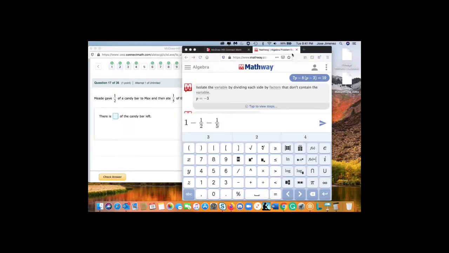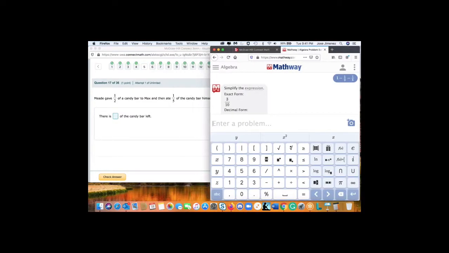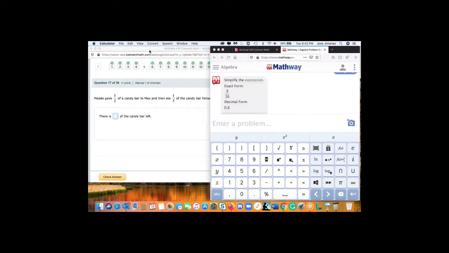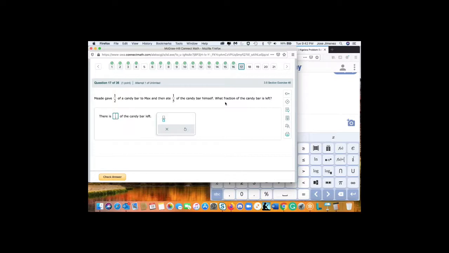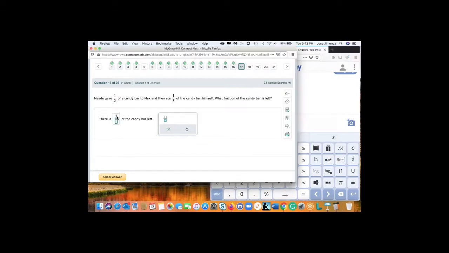So that gives me 3/10. Remember, what is nice about Mathway is they will give you the answer as a fraction and as a decimal. You see, we have the decimal already on the calculator. Well, it's 0.3, but we don't look for the decimal form. We're looking for the fraction. They ask you what fraction, not for the decimal. So here we already know that it is 3/10.